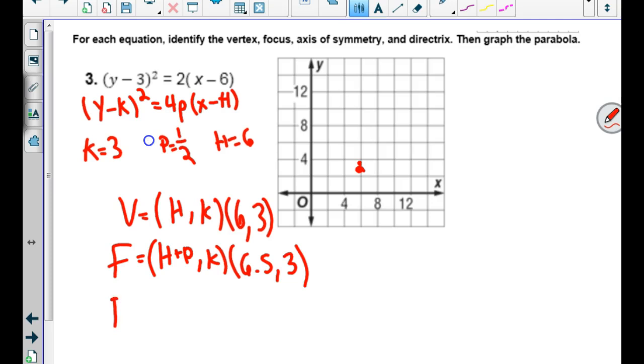The directrix, it says, is y equals k minus p. Okay, so it should be an equation, y equals 2.5. So if you went up to 2.5, up and up, yeah, just put it on 2. It's good enough. It's a horizontal line. Make a little line going across. All right. The axis of symmetry, can you just tell by looking at it? It's going to go right through x equals what? It's through the vertex x equals h, so it's x equals 6 would be the axis of symmetry.